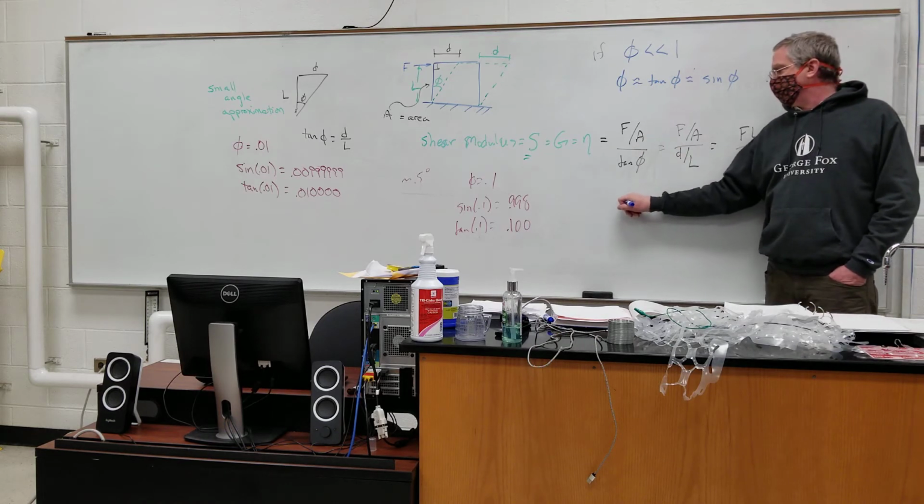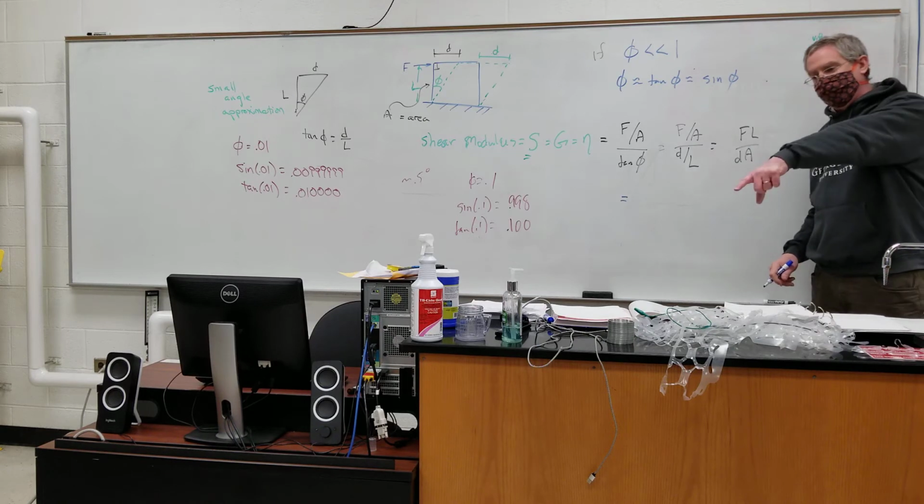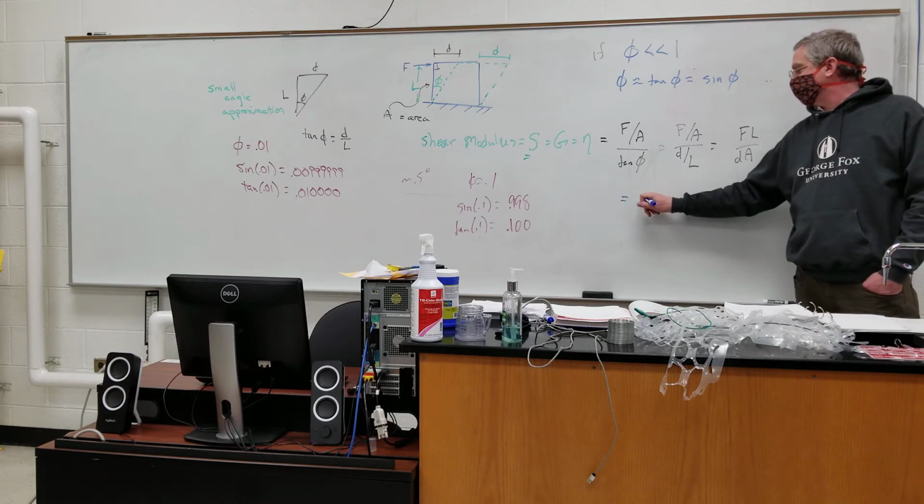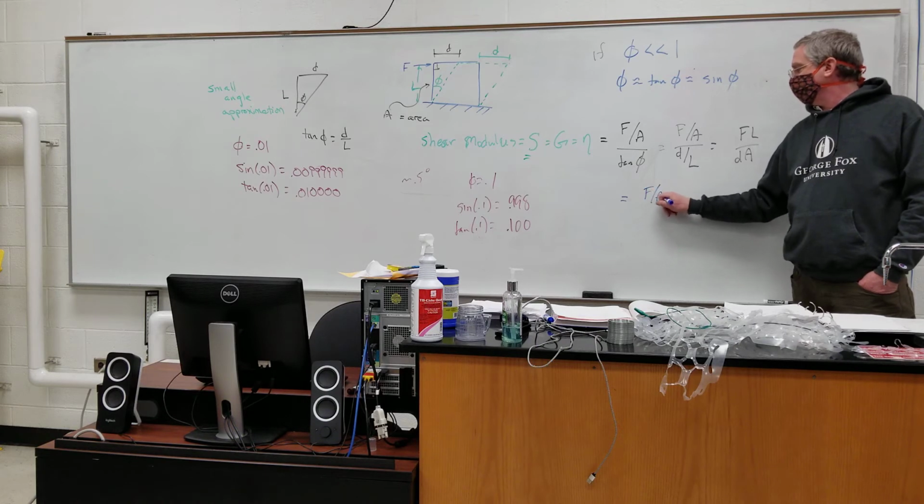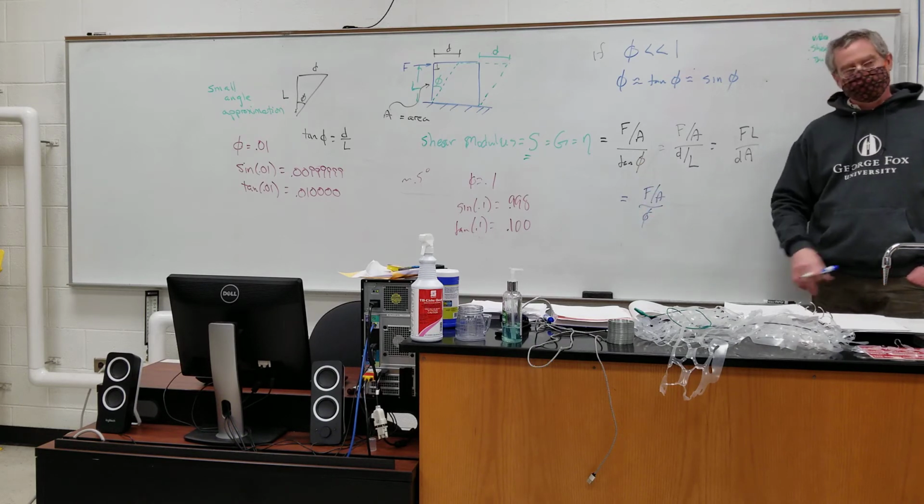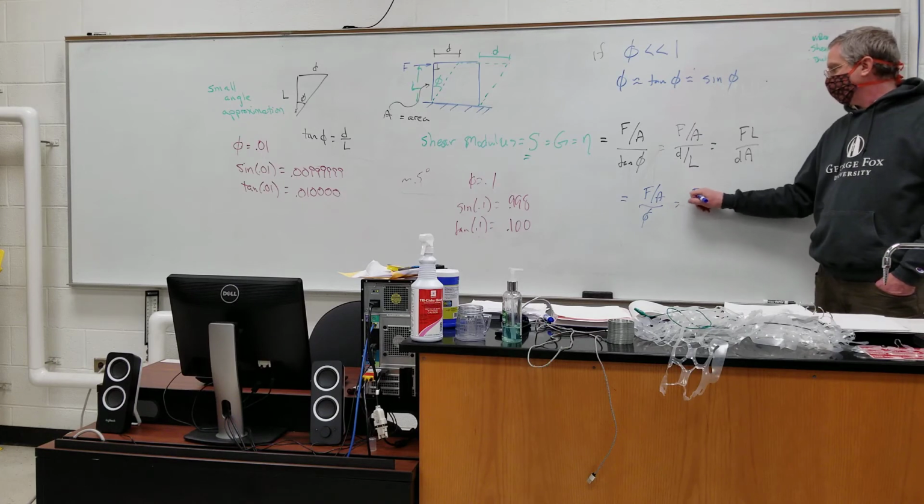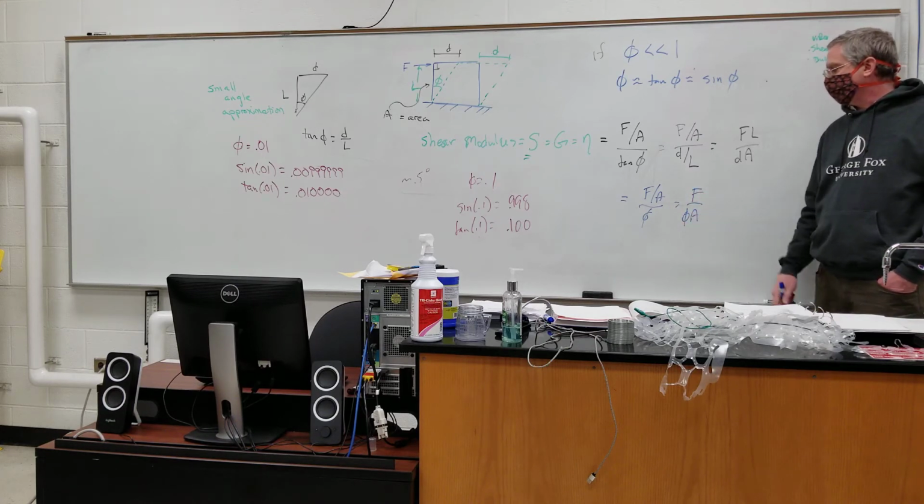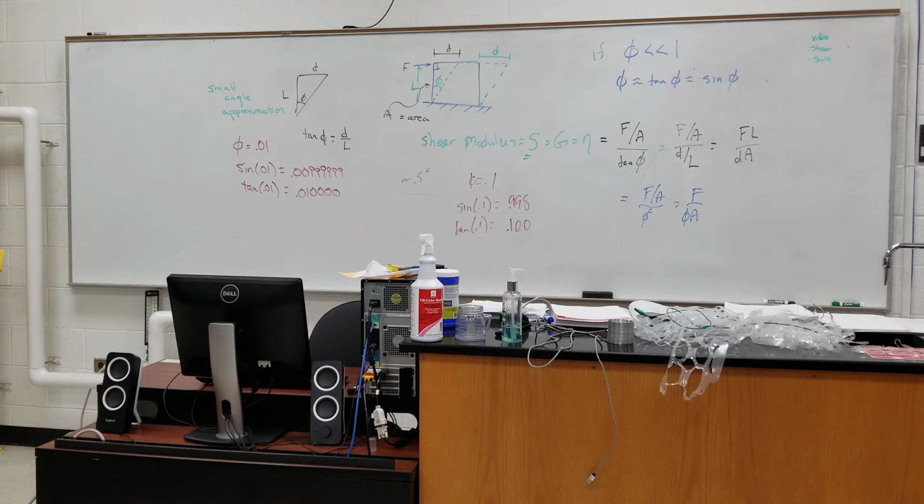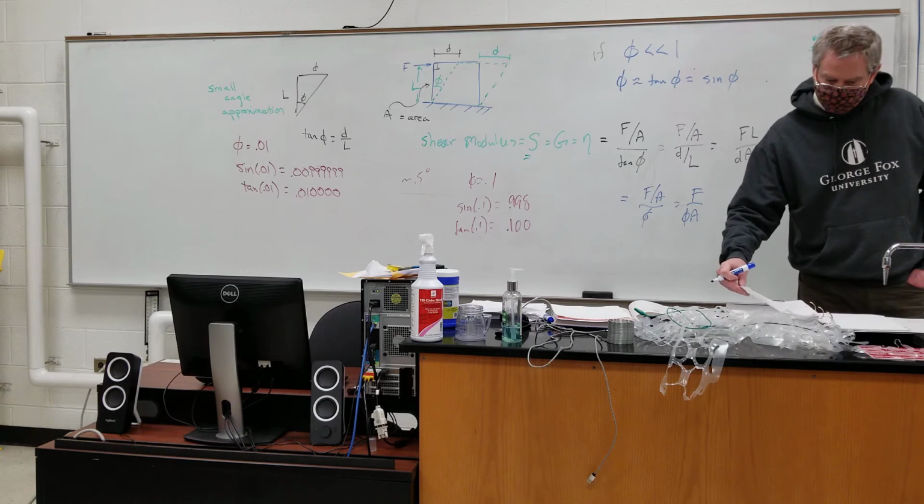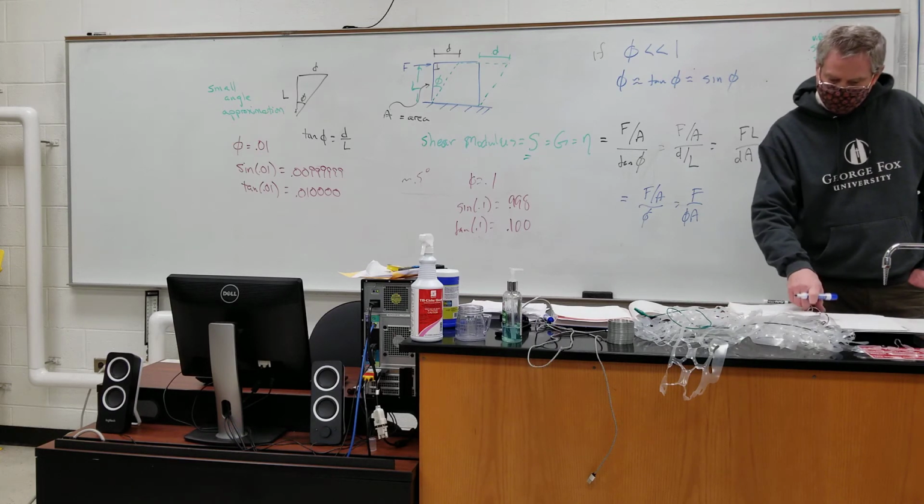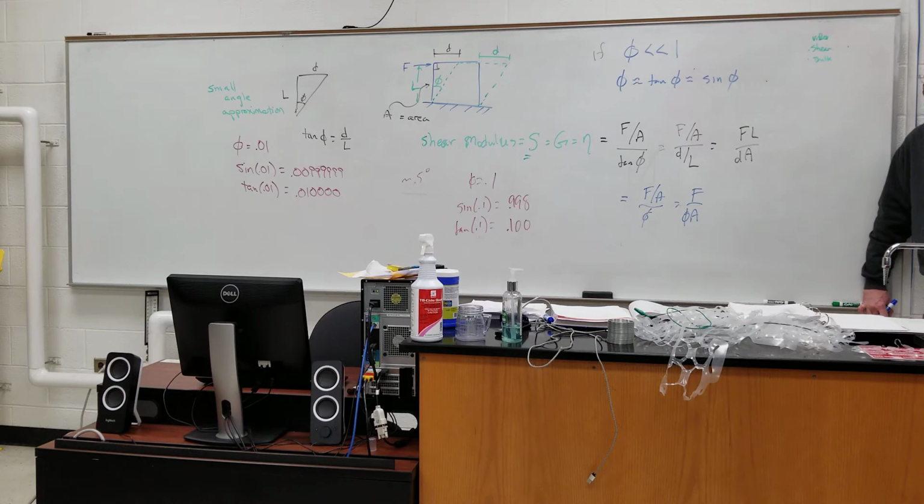And so if the angle is small, so obviously not in the case when I dealt with the slinky, you can also write F over A over just phi, because tan phi and phi are roughly the same. Just F over A over phi. So that in essence is the shear modulus.